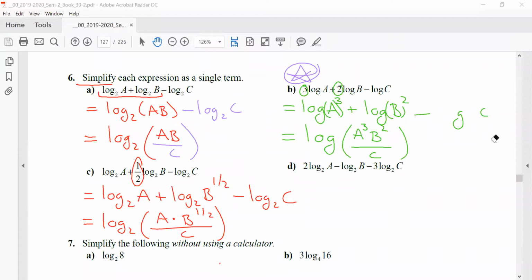Okay, D is probably the trickiest one. So first thing again, coefficient to exponent, right? So a squared. Now, why I'm saying this one's going to be the trickiest, because some of you are like, well, it looks exactly like the last one did. It does, but notice how this one, there's two subtractions.